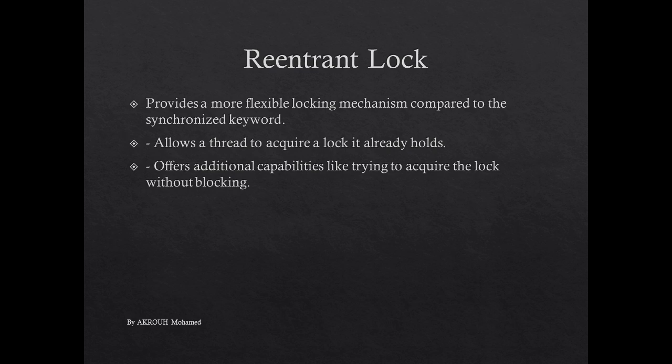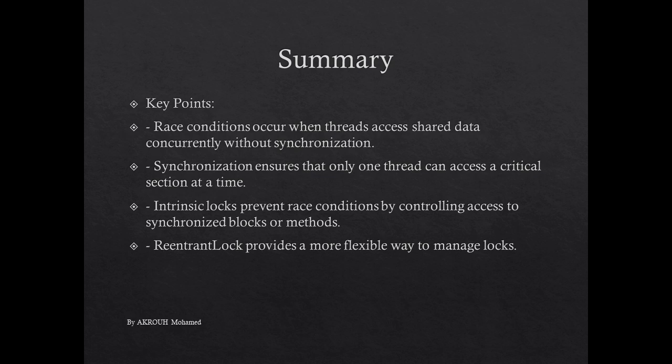To summarize, a race condition occurs when multiple threads access shared data concurrently, leading to unpredictable results. Synchronization ensures that only one thread can access a critical section at a time, using the synchronized keyword. Every Java object has an intrinsic lock that threads must acquire to enter a synchronized block or method. Reentrant lock provides a more flexible way to manage locks, offering additional capabilities beyond the synchronized keyword.